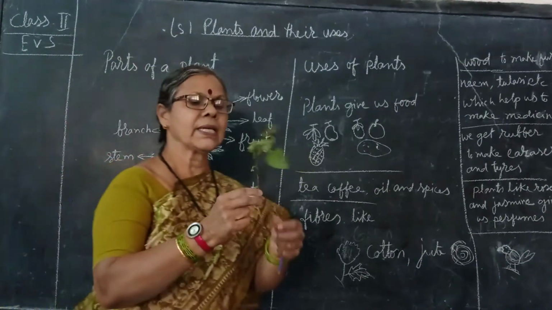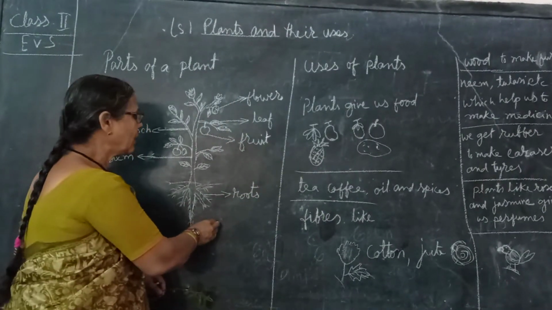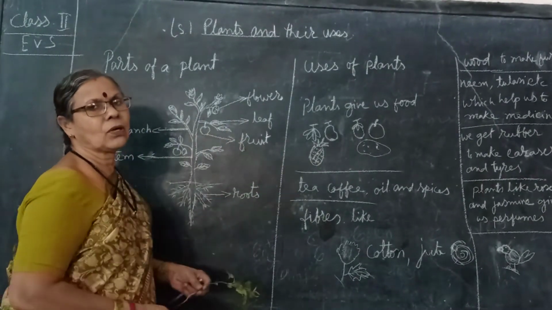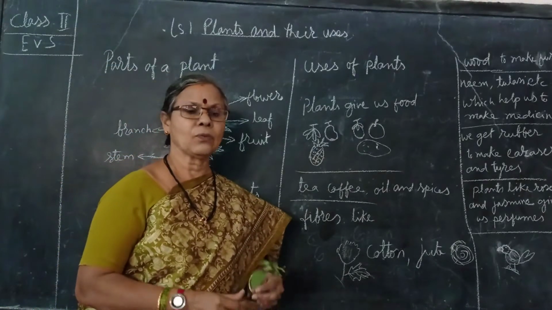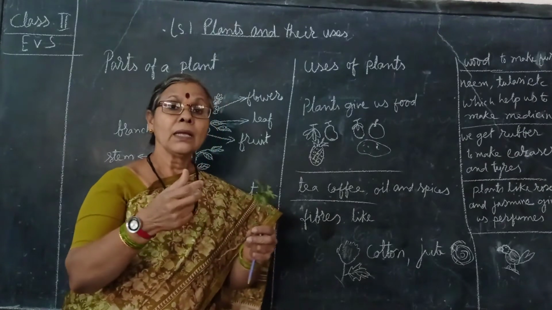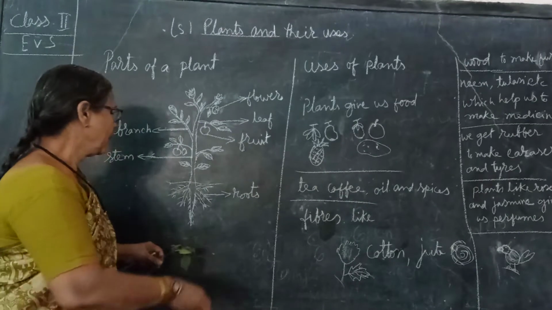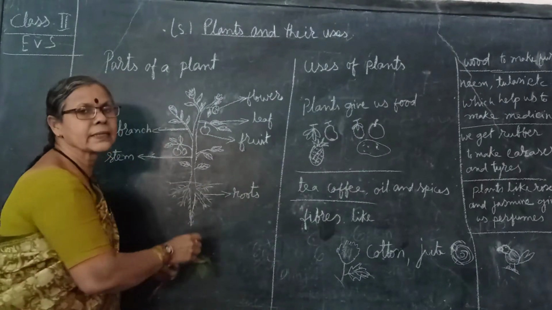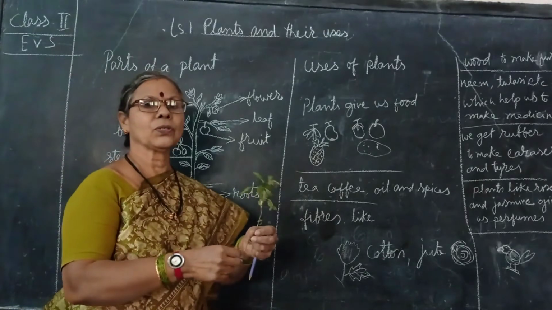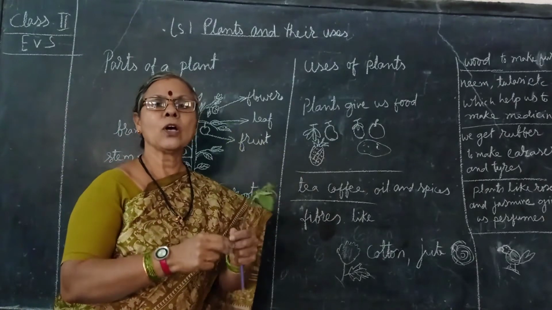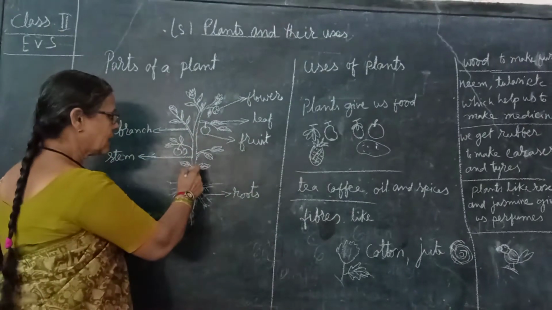Otherwise, suppose the root is not there, then what will happen? There will not be water. Do you think that the water will be falling on these leaves and they absorb from the upper side? No. Roots, they absorb water. First, this is the function of the root. They absorb the water from the soil and send it to the stem.